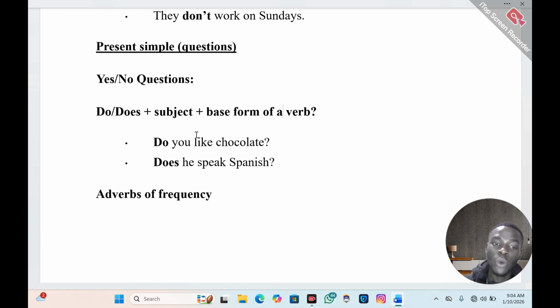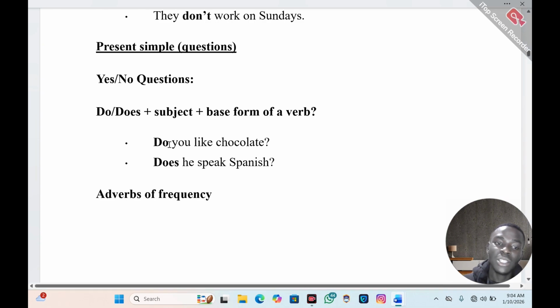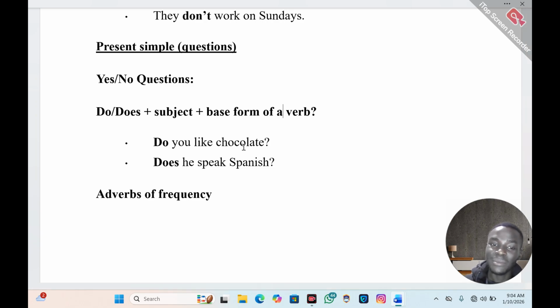I hope now you are able to form questions by using do and does in the simple present tense. A quick review: we take do or does, then we add the subject, then we add the base form of a verb. For example, do you like chocolate? Do you like meat? Do you like big bombo? Yeah, whatever you want. Good. I hope you're learning English with me.